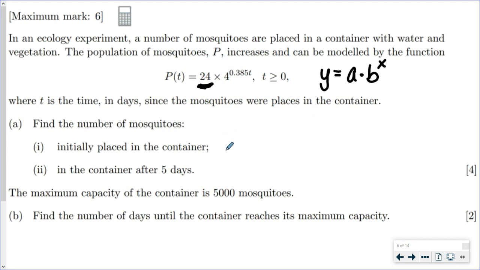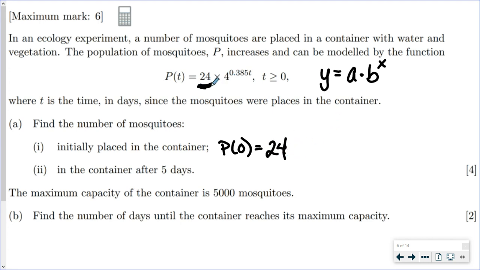But here, if you do P of 0, you can also reason it out without necessarily plugging it in. If I plug 0 in for t, what's anything times 0? 0. So I have 4 to the 0 power. What's any non-zero number to the 0 power? 1. So 4 to the 0 power is 1. 24 times 1 is 24.